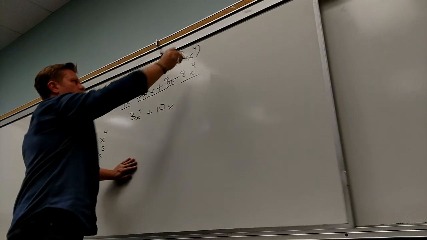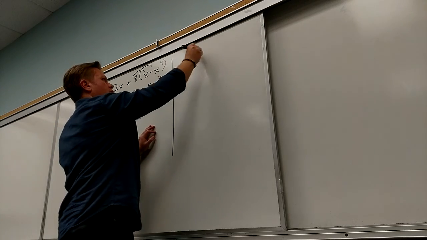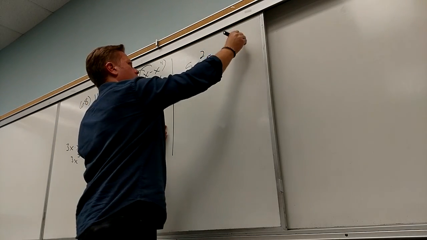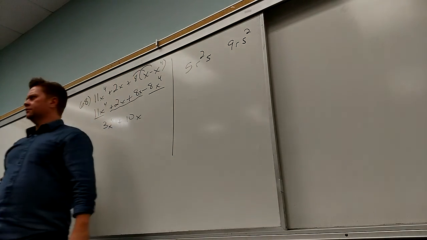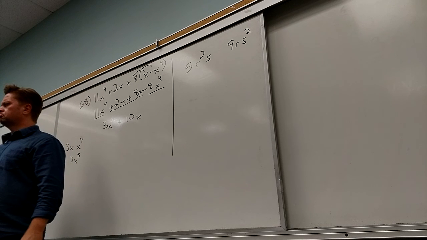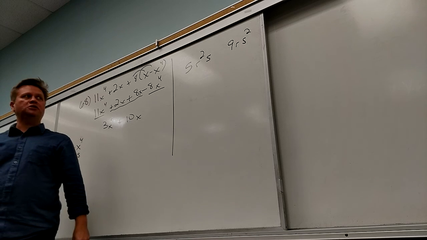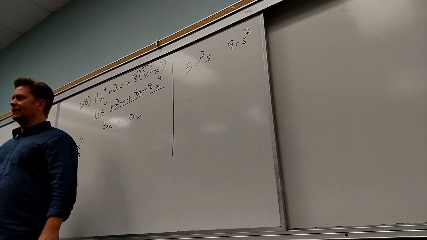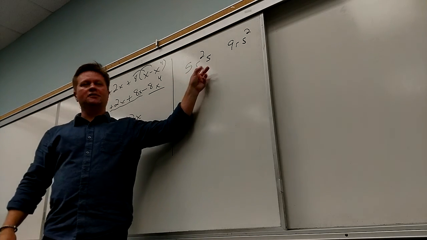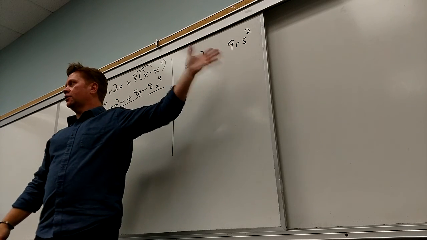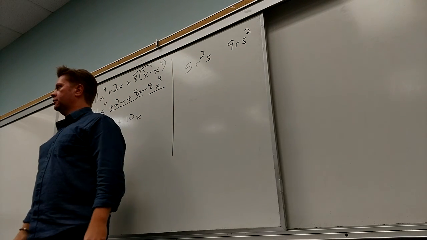There was a question in the homework that was something like 5r squared s and 9rs squared. Are those like terms? No. I can't put them together. 14 what? I don't have 14 of anything. I have 5 r squared s's and 9 rs squareds. They are totally different things. You can't put those together.